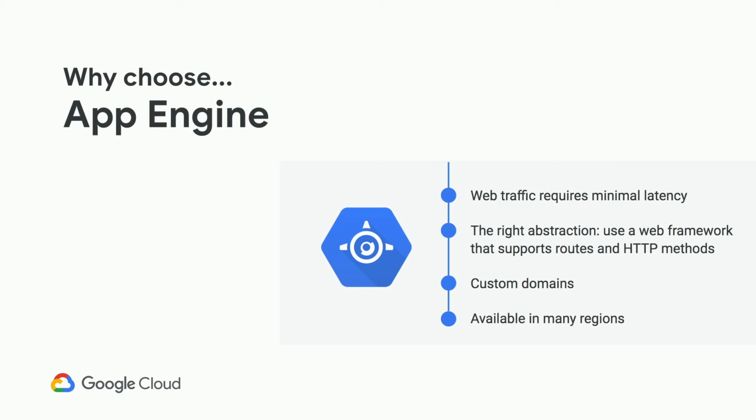Now, when should a developer choose App Engine? I get this question a lot, and let's take a look at some of the considerations. Firstly, if you have web traffic that requires minimal latency. For example, you have a user clicking on a live website. It could be an e-commerce site. It could be some other business-facing site. You do require minimal latency for this because whenever a user is interacting with a site, you want the response to be as fast and snappy as possible.